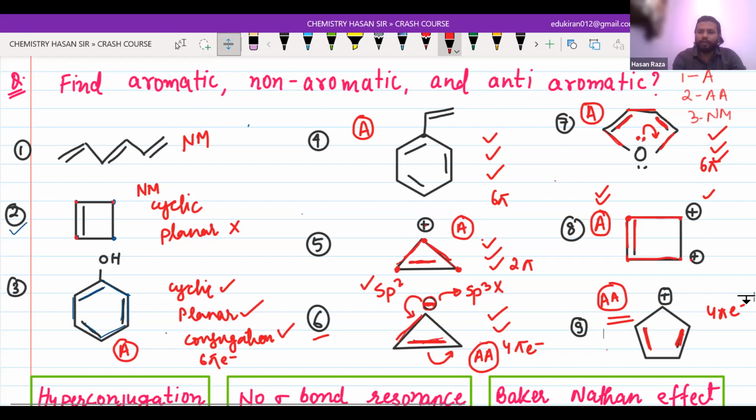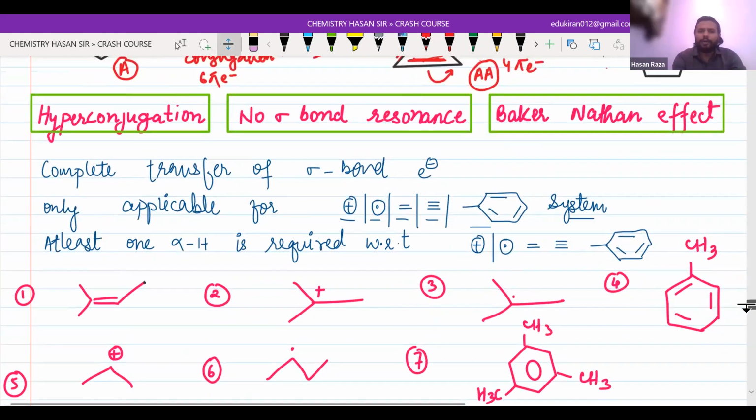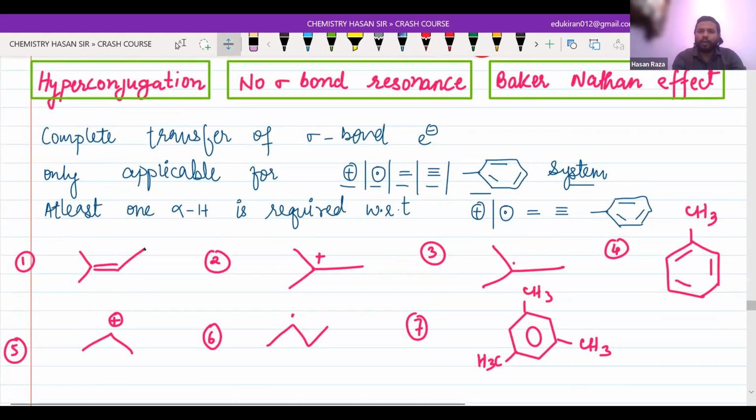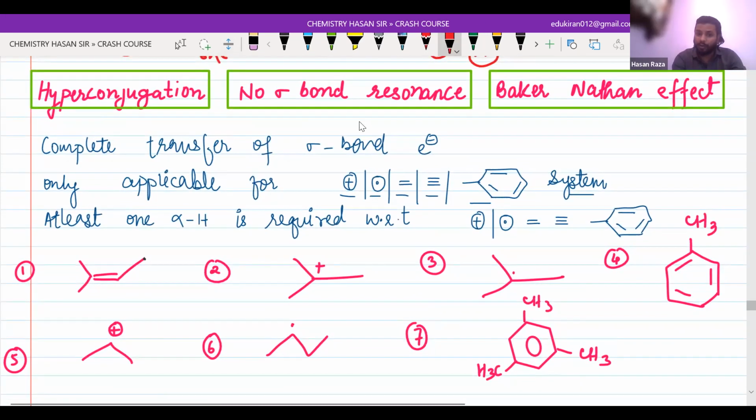Moving to the next topic, that is hyperconjugation, also known as no-bond resonance. It is just like resonance, but there will be delocalization of sigma bond, and it is also known as the Baker-Nathan effect.